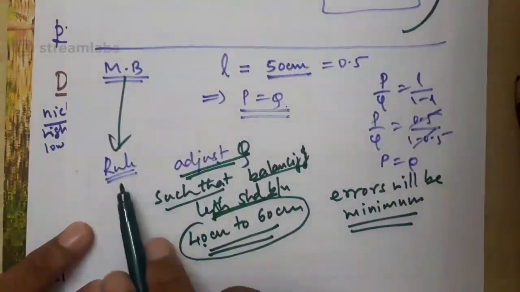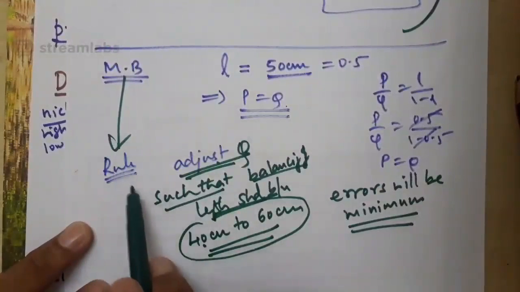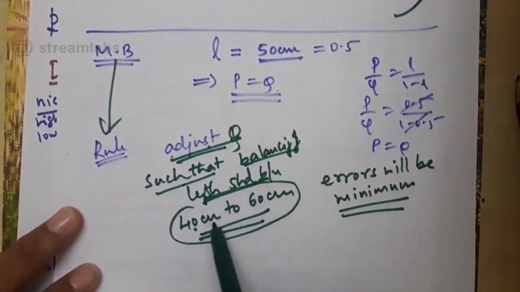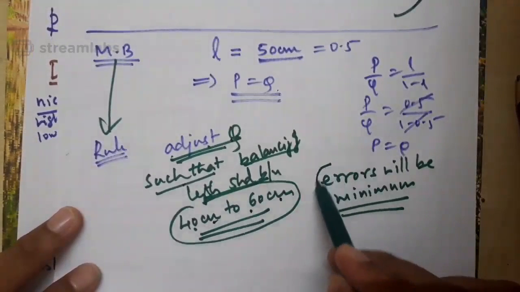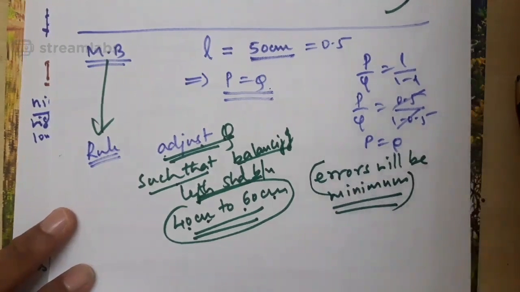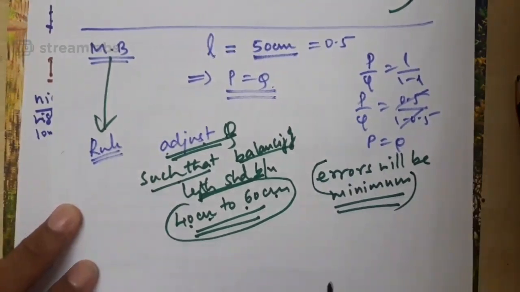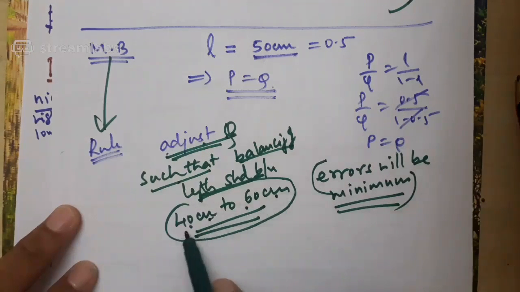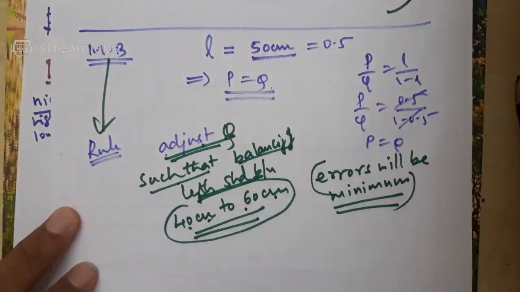Okay, we'll directly tackle one problem, and this condition also you can write. The rule is that when you perform the experiment, you have to adjust Q such that the balancing length should be between 40 centimeter to 60 centimeter, because in that case the errors will be minimum. Because experiments will involve a lot of error. To minimize the error, it is better to take a balancing length between 40 to 60 centimeter.